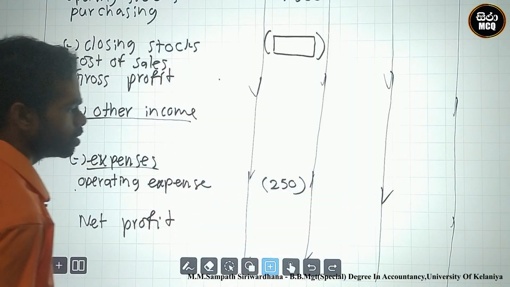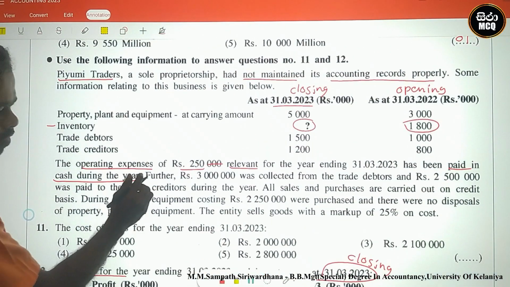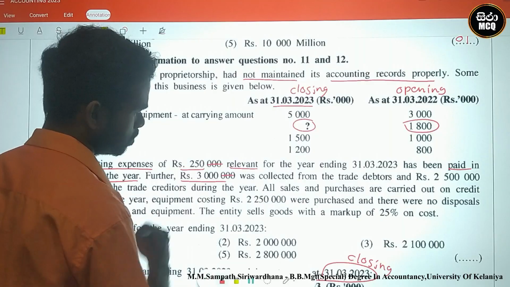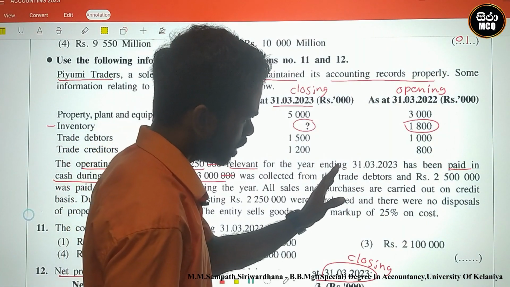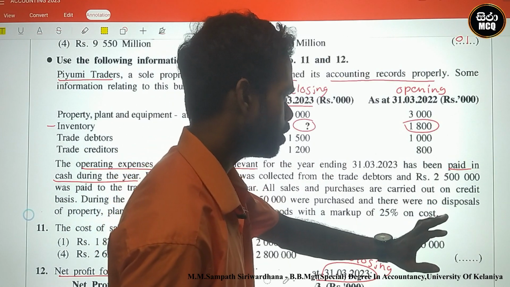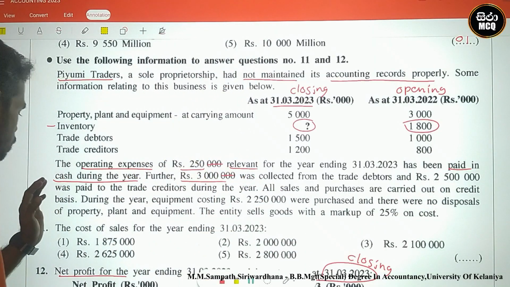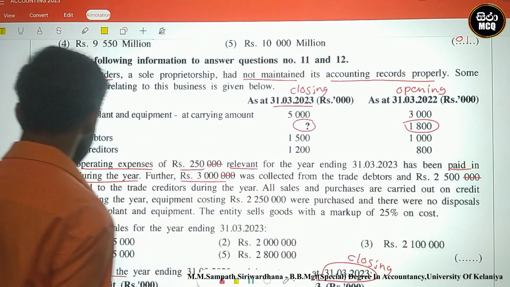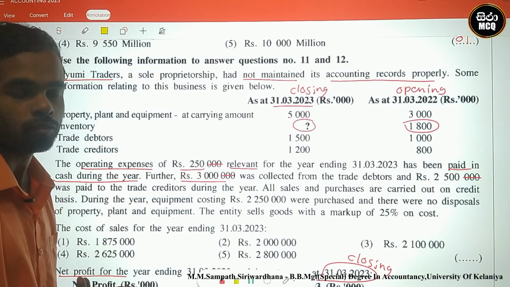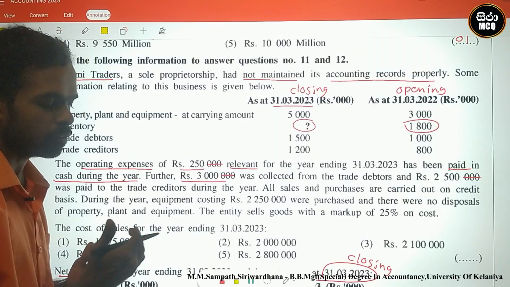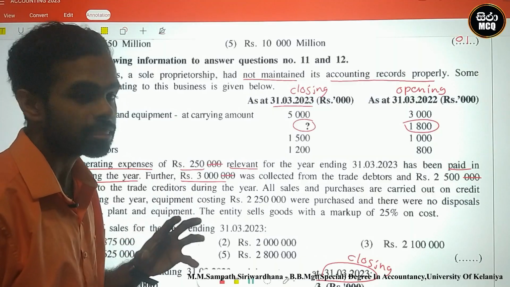Next one, further 3000, which is 3 million, was collected from trade debtors, and 2,500, meaning 2.5 million, was paid to trade creditors. This is not directly related to the income statement. This is the payment to suppliers and creditors, and trade debtors collections.